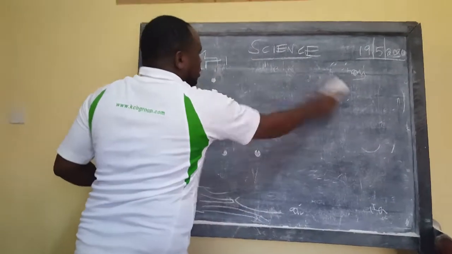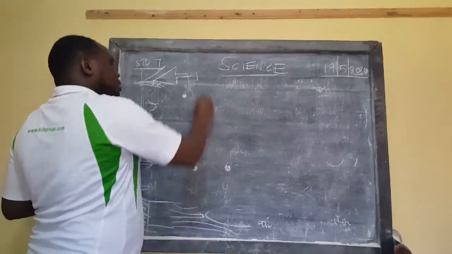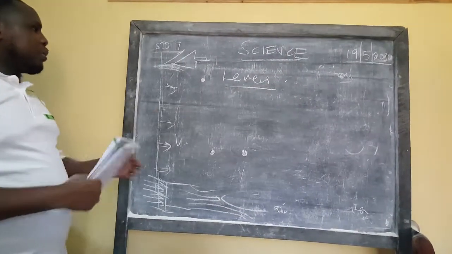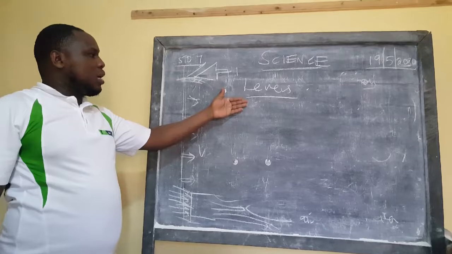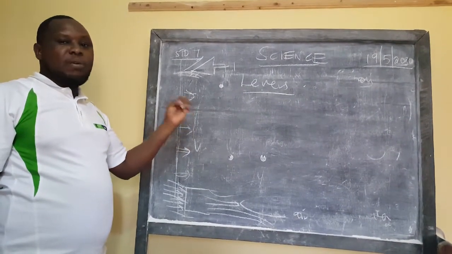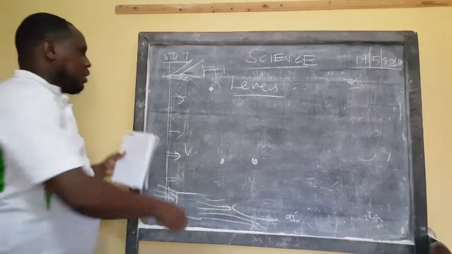So our next lesson will be the levers, and we are going to do levers in our next lesson. And maybe to define what a lever is. A lever is a simple machine that is used to do work.